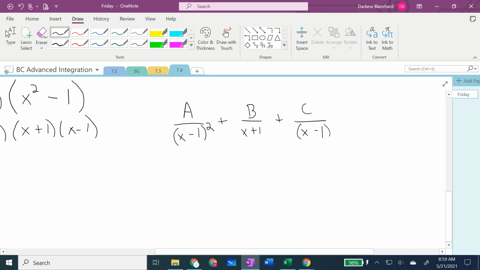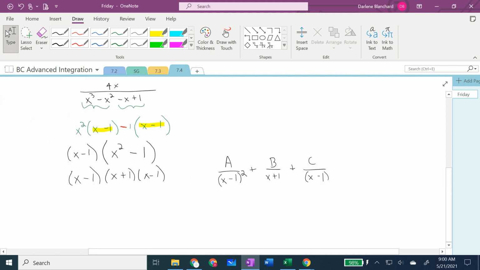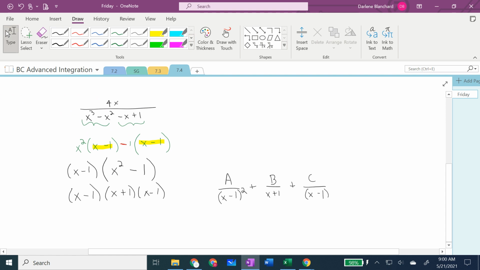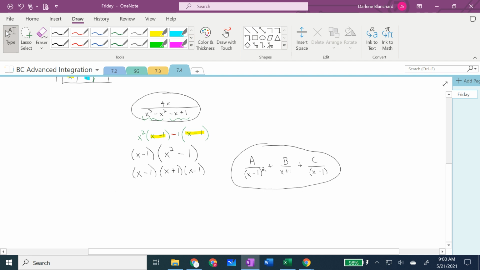And I want to emphasize that I've got the x minus 1 denominator, I have the x minus 1 quantity squared denominator, and then the other linear factor, x plus 1. Now here's what I'm going to do. This rational function must be equal to this for some trio of constants a, b, and c. And we're going to find that trio of constants a, b, and c. Here we go.